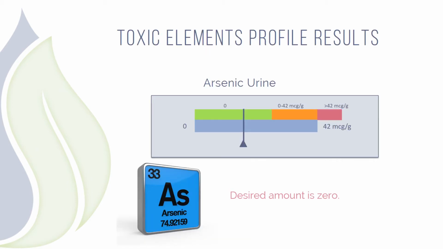Arsenic is a highly toxic element. It's best measured in the urine because it's excreted through the kidneys and it's toxic to the kidneys. The desirable amount to have in the body, and hence the DestinyWell Optimal, is 0. We consider 0 to 42 moderately elevated, and greater than 42 micrograms per gram of creatinine in the urine to be definitely elevated and possibly toxic. The lab reference range is from 0 to 42 micrograms per gram.